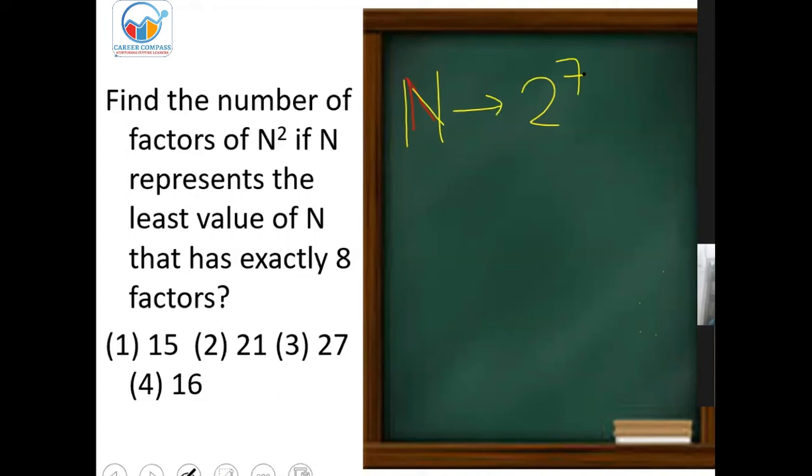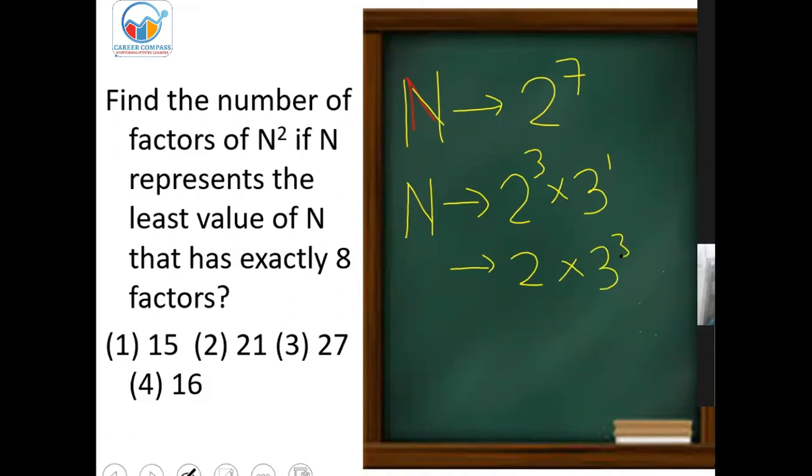Also, n can look like 2 cube into 3 to the power 1. N can look like 2 into 3 cube. What is the other possibility, guys? N can look like 2 into 3 into 5. I hope you all agree with me if I say in all these cases we have 8 factors, no?